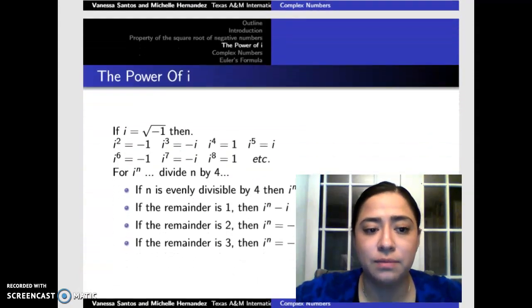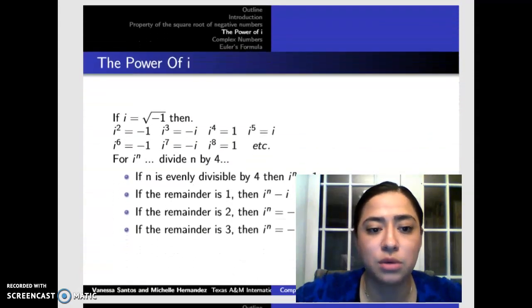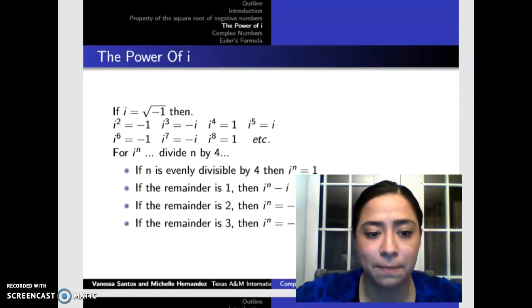Then the power of i. If i is equal to the square root of negative 1, then i squared is equal to negative 1, i cubed is equal to negative i, i to the fourth power is equal to 1, i to the fifth power is equal to i, i to the sixth is equal to negative 1, i to the seventh power is equal to negative i, and i to the 8 is equal to 1, and so on.